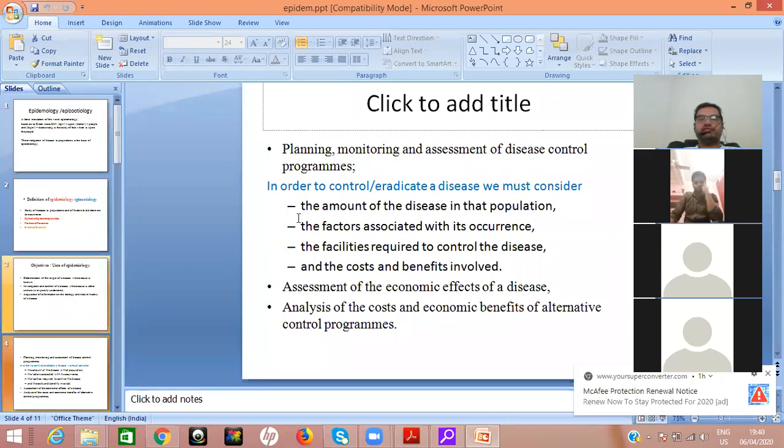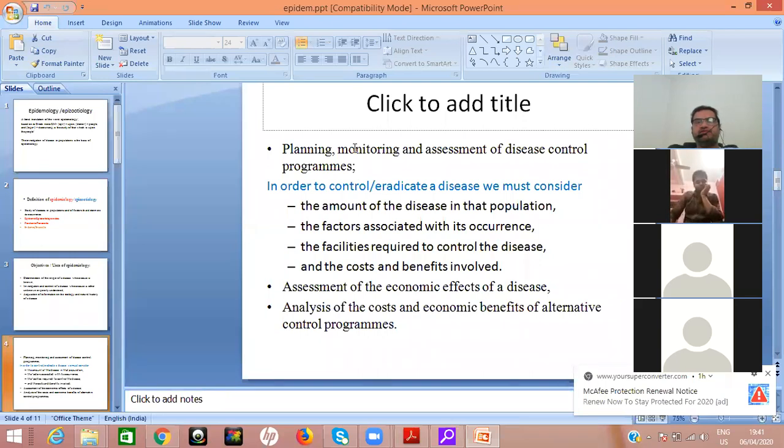Now, the next objective is planning, monitoring, and assessment of disease control programs. That is also a very important objective of studying the epidemiology of a disease. If you want to have some plan to control the disease, we must know the epidemiology. I'm coming to the point, monitoring. If you know what is monitoring and what is surveillance, you can go for its control strategy.